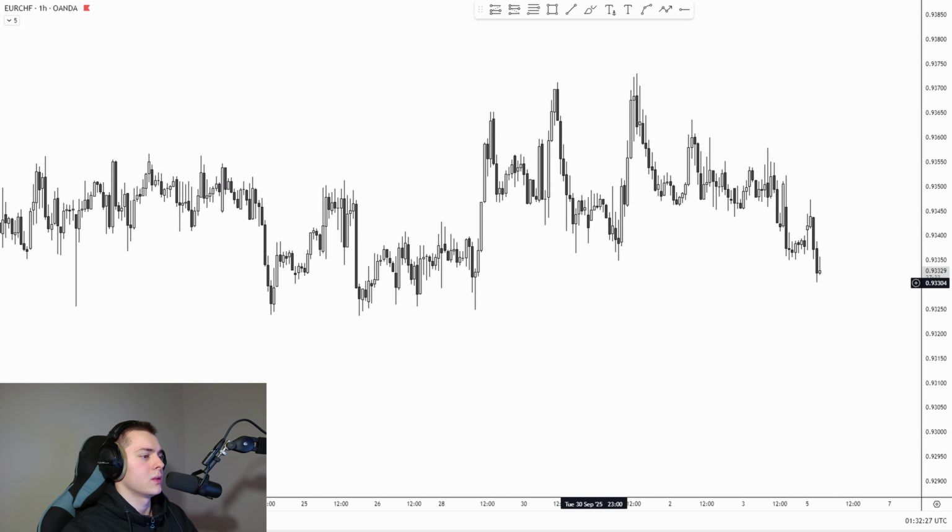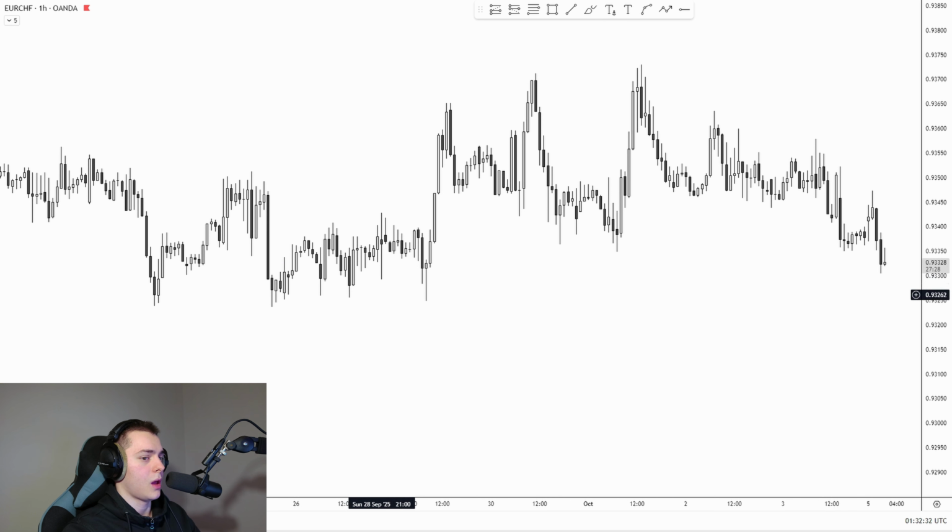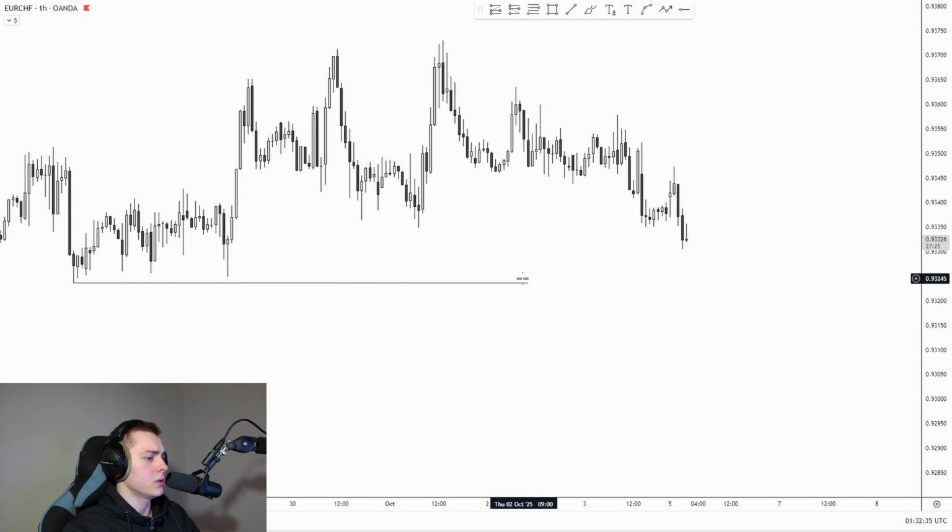Now, why are we trading this to the downside? We have a couple of reasons. The very first and most obvious reason is we have relative equal lows right in here.